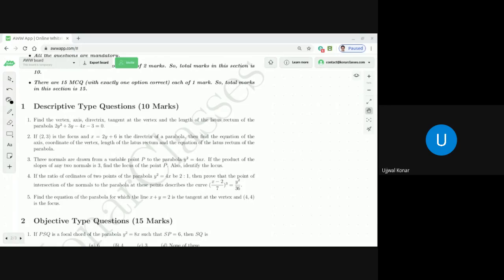How have you done this, dear students? Could you please tell me what is the coordinate of the vertex? Minus 33 by 32 and minus 3 by 2. Okay. Pratik? Dear Pratik? Yes, sir, I got disconnected.